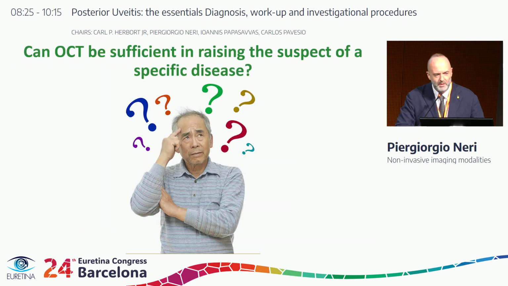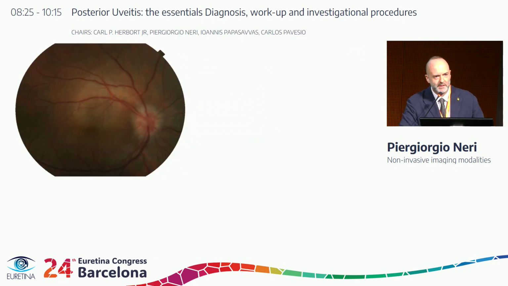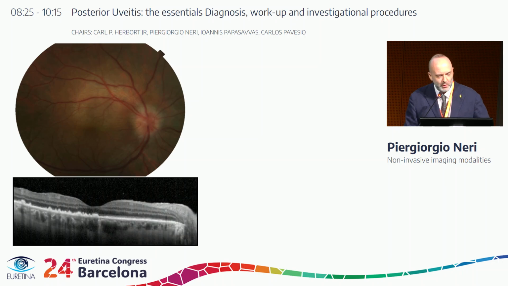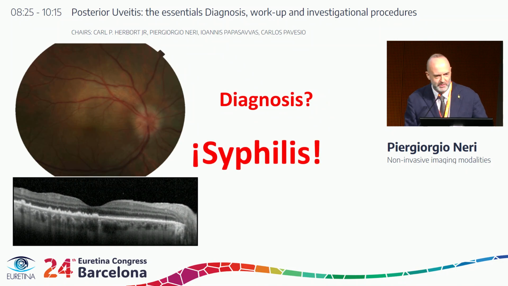But can OCT be sufficient in raising the suspicion of a specific disease? Well, when I look at a picture like this, you can see that there is a pale area on the macula, and you see that there's certainly papillitis. When you look at this, at that point you have to write down a suspicion, and I'm very happy to tell you that the diagnosis is very straightforward: syphilis.